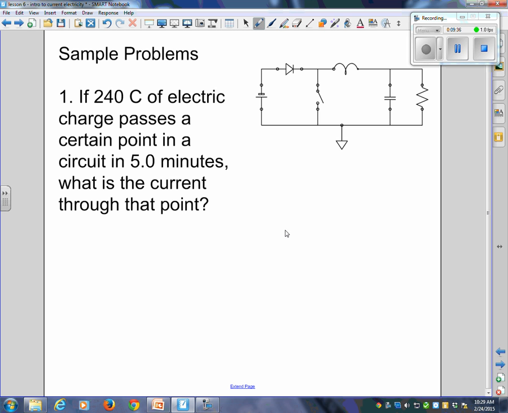Okay, here is a sample question. Flip your page. Let me walk you through the steps. 240 C of electric charge passes a certain point in a circuit in 5 minutes. What is the current through that point? There's 3 letters you need to write down on the left-hand side. They are I, Q, and T. Write them in right now.